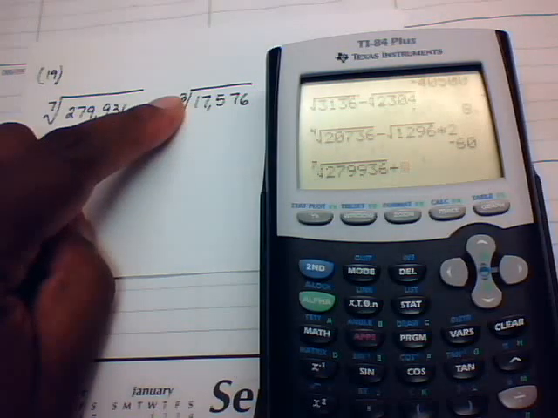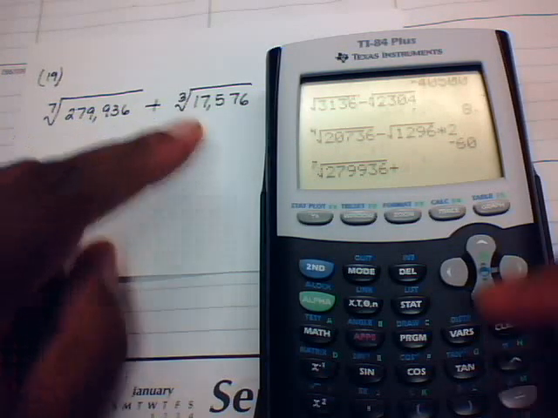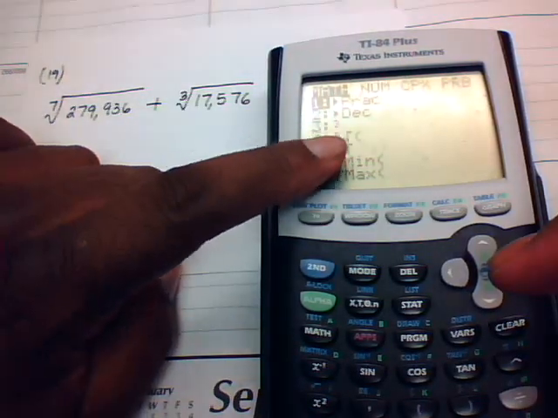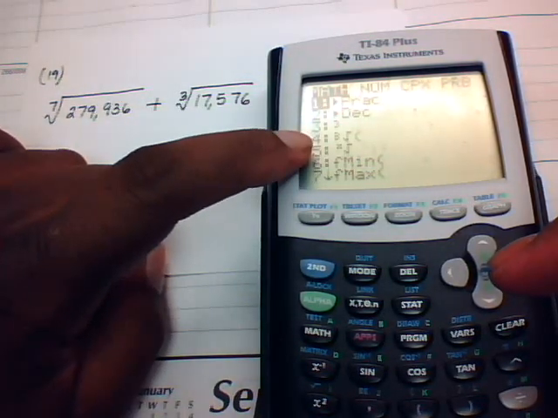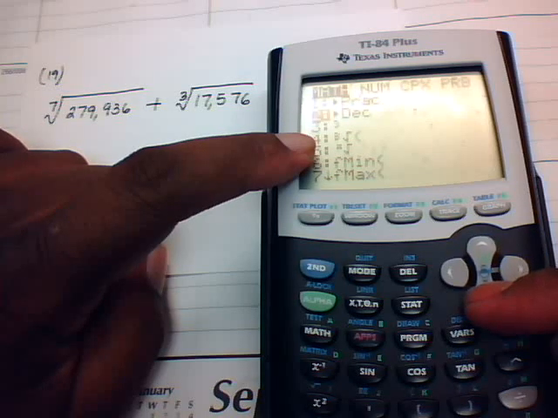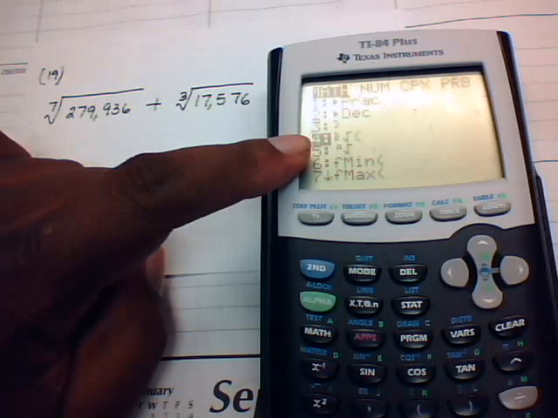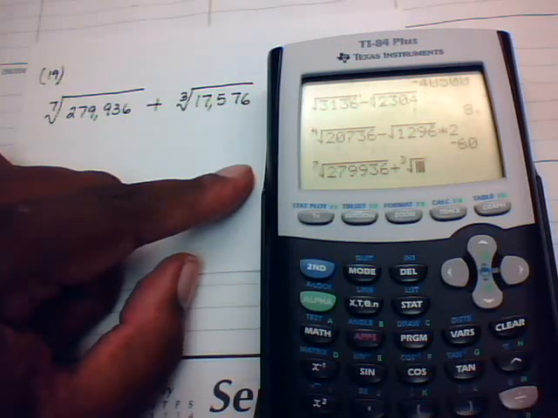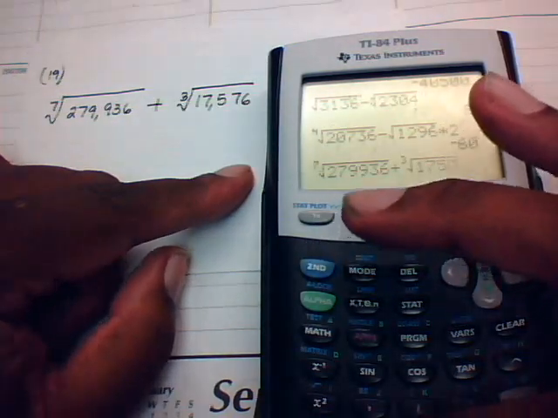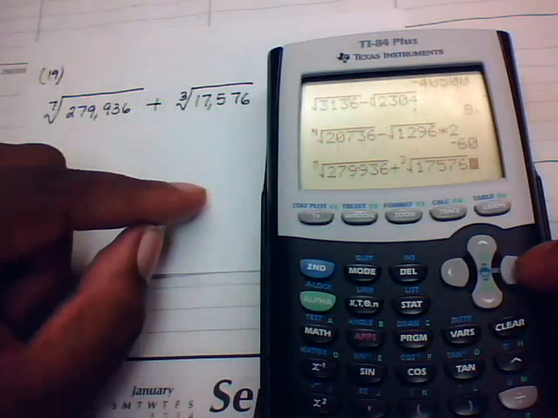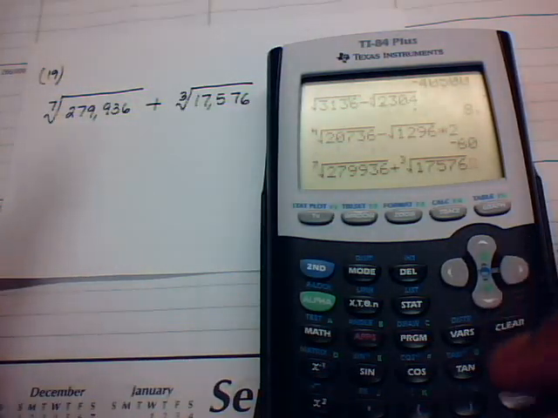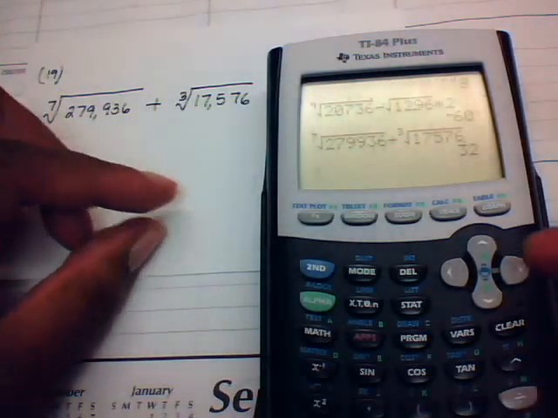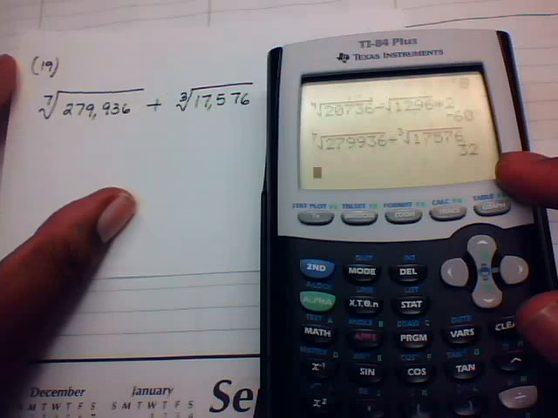Then plus the cube root. If we press the math key, notice on number 4 you see a 3 with the radical. That represents the cube root. We can select that one and then type in 17,576. Then hit your right arrow key to get out from underneath the radical, and press enter. You will get an answer of just plain 32.